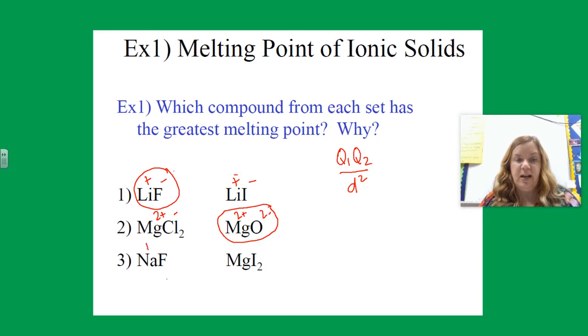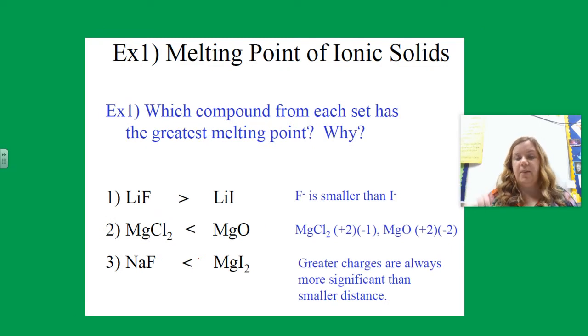Down here with Na and F, we've got a plus and a minus, looking at our Q1 and Q2. But then again, we're looking at fluorine and iodine. That iodine is making the distance very much larger. Therefore, NaF is going to have the greatest melting point because it's all pulled in tighter. Here's some reasoning to help you out. If you want to take a minute and read over these reasons again, we want to relate it to Coulomb's law.